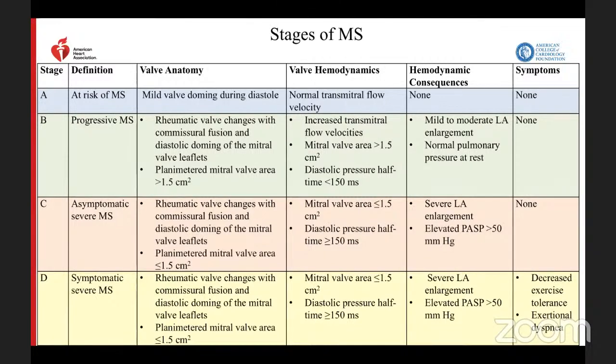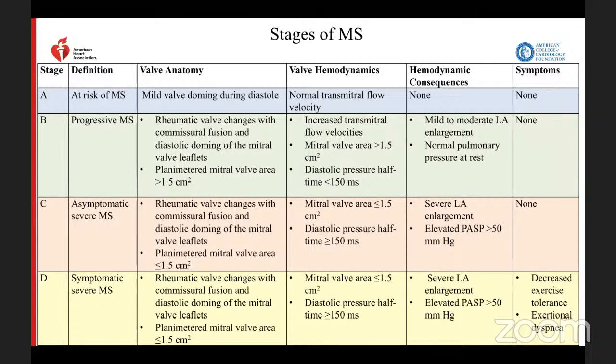Stage B, when we have progressive mitral stenosis, the valve anatomy usually shows rheumatic changes with commissural fusion and diastolic doming of the mitral valve leaflets, with a mitral valve area by planimetry more than 1.5 centimeters square. The effect on valve hemodynamics is usually increased transmitral flow velocities and mitral valve area more than 1.5, diastolic pressure half time less than 150 millisecond. And that will lead to mild to moderate LA enlargement with normal pulmonary pressure at rest, and still the patient doesn't have any symptoms.